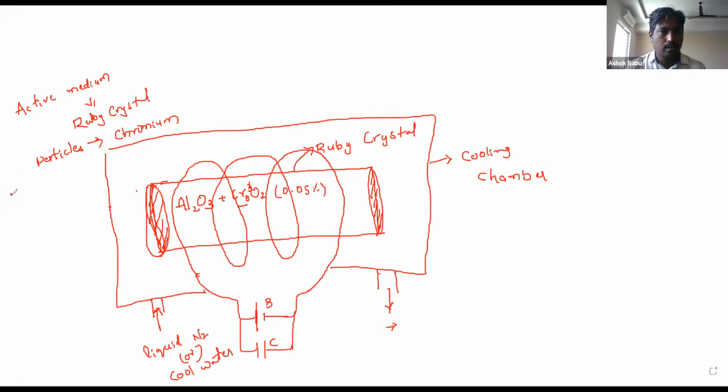After that, the resonant cavity gives optical feedback to the photons. The optical cavity is two mirrors, the two ends of the ruby crystal. These two ends of the ruby crystal act as a resonant cavity. And the pumping mechanism: the pumping source is a xenon flash tube.